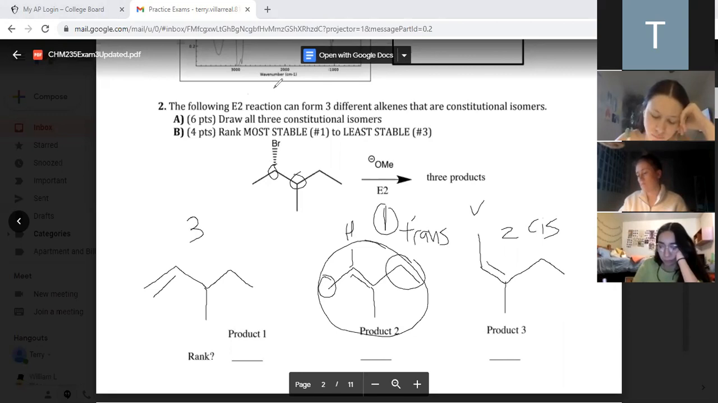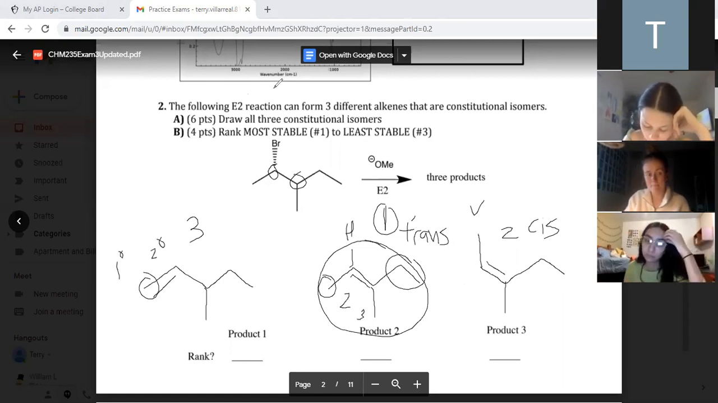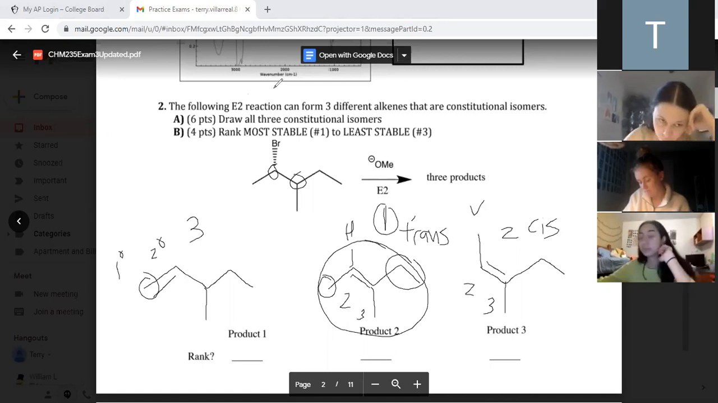And then this one is third because you did it to the outside, not the inside. Remember, you want to form your double bonds between the most substituted carbons. So here it's between a primary and a secondary, whereas here it's between a secondary and a tertiary, just like it's here between a secondary and a tertiary. Questions on that? How'd you guys do in that one?